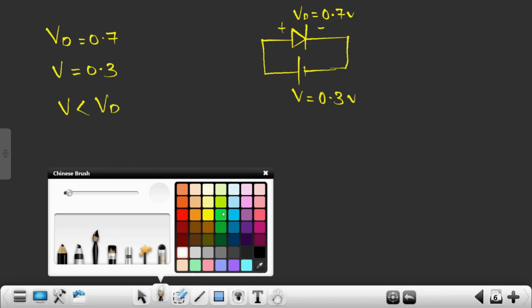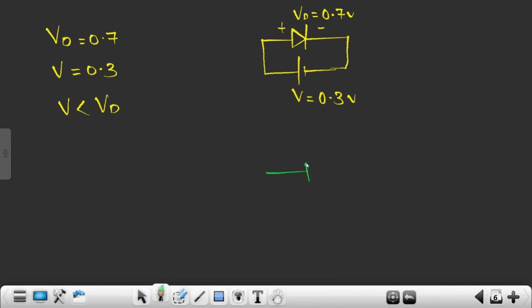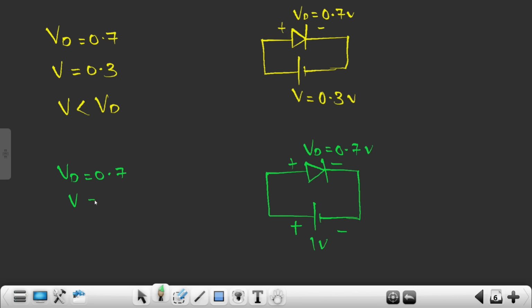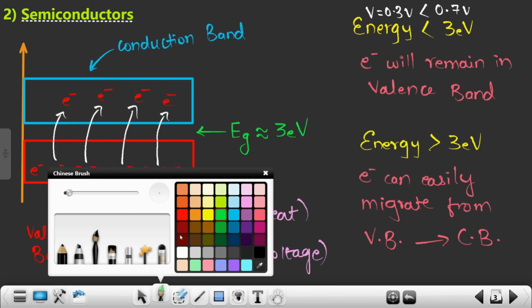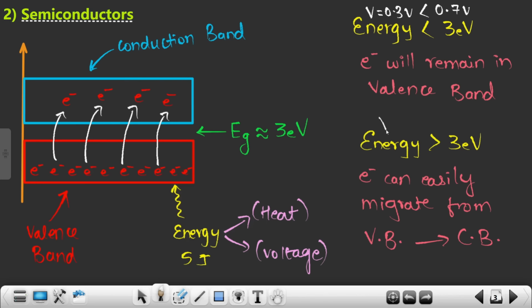But let's suppose I draw it again roughly. This is my diode, and this time I'm applying 1 volt over here, and we all know the diode voltage is 0.7 volts. So the voltage that I'm applying is 1 volt, and obviously V is greater than VD. So what does that mean? This time you can relate this condition with this one, wherein the energy that I'm applying, that means the voltage, which is 1 volt, is greater than 0.7 volt.